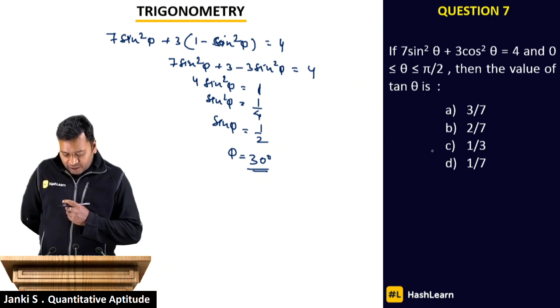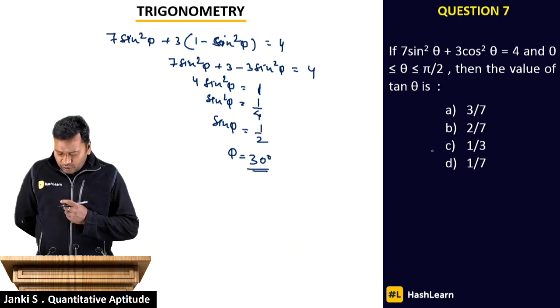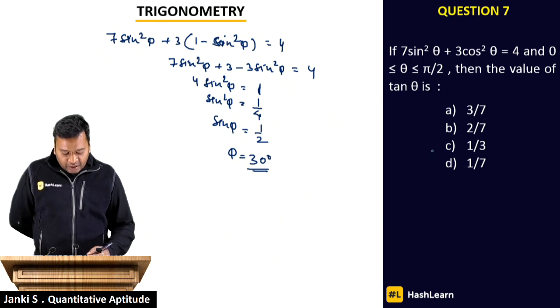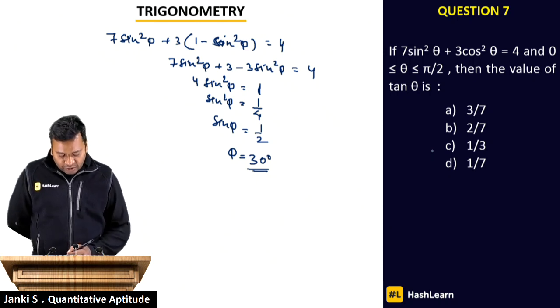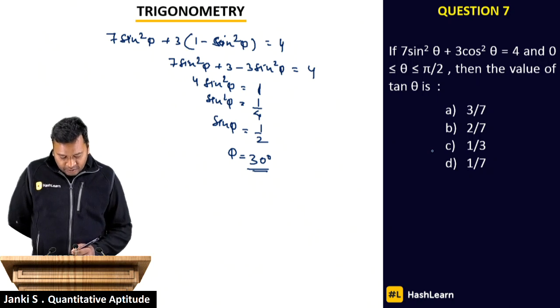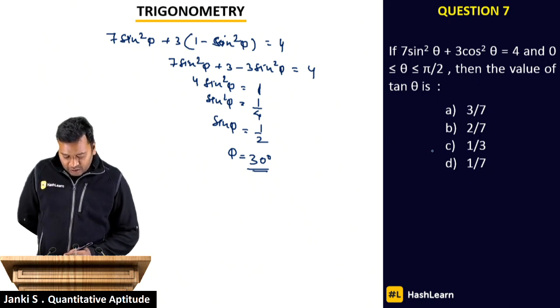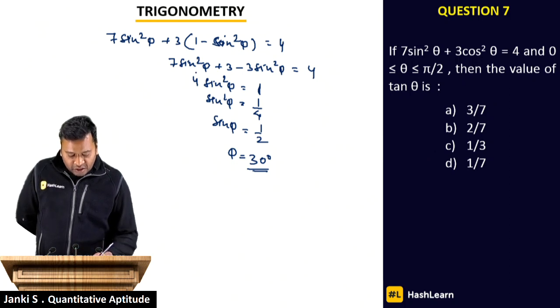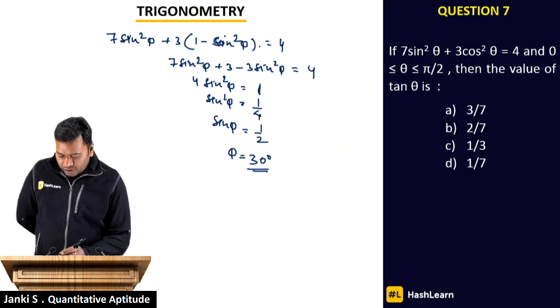3 by 7, 1 by 7 are the values available here, right? So what can be done here? If this is the condition, I have to find out the cos theta part. So how do you work on the cos theta part here? Let's do one thing. Let's try to find out the value of cos theta. So I'll just insert these values here in the equation.